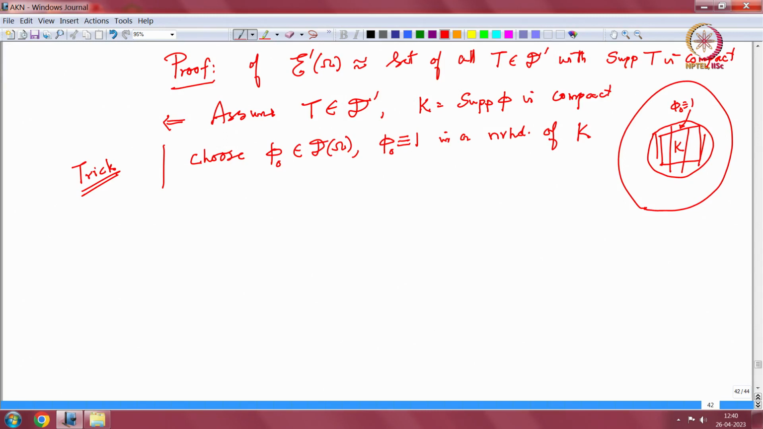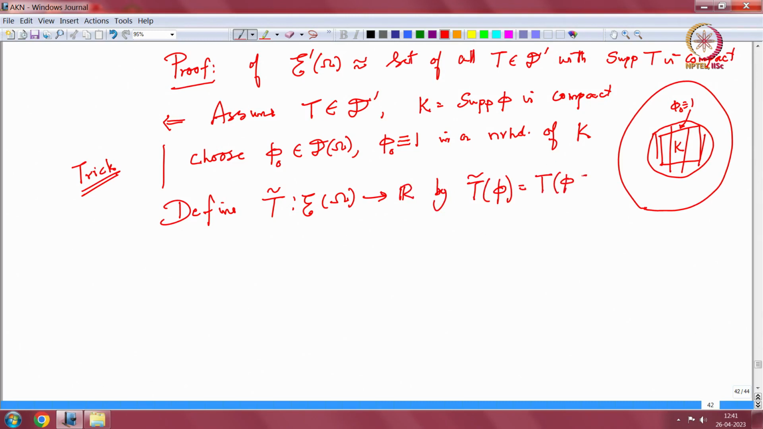Then what you can see is that immediately we define, you want to extend it, you want to see that it is in E prime of omega. So define T tilde from E omega to R by T tilde of phi is equal to T of phi naught phi.